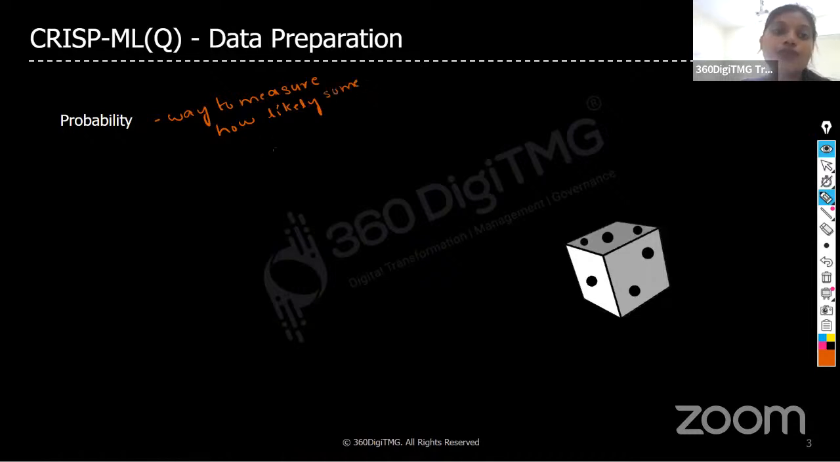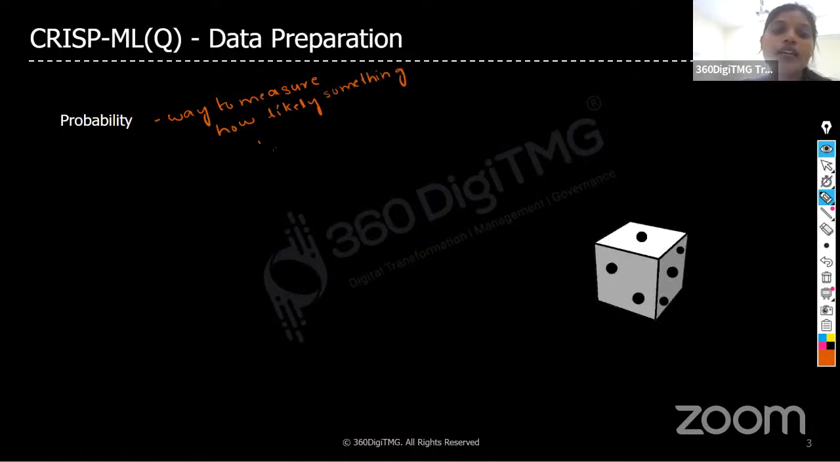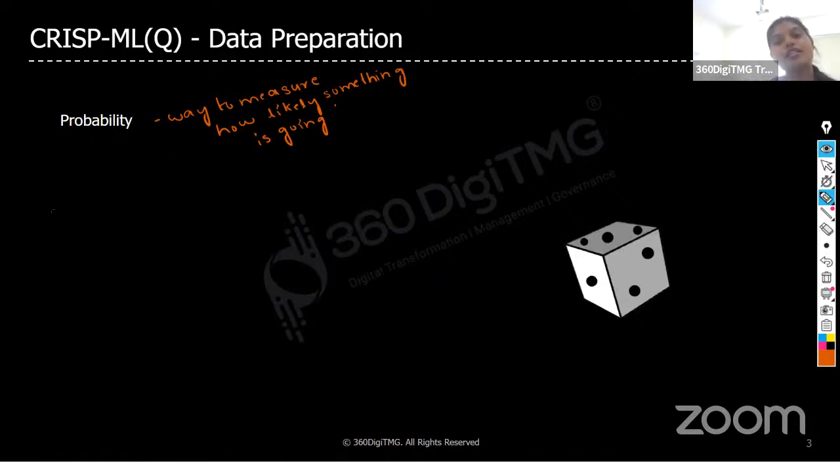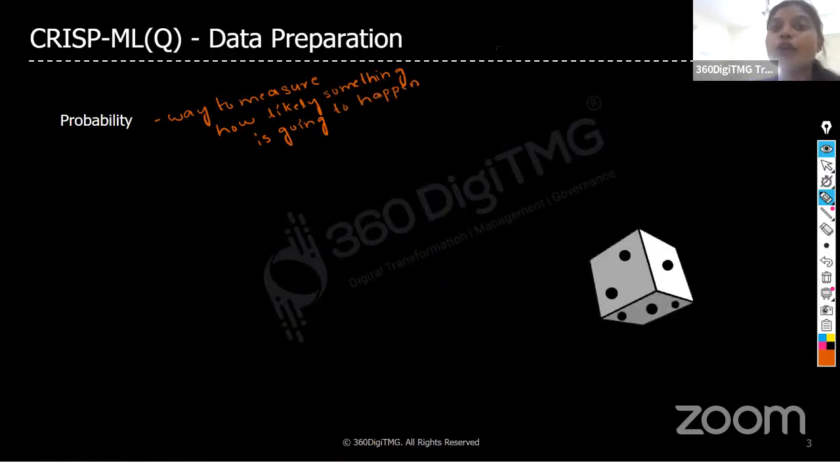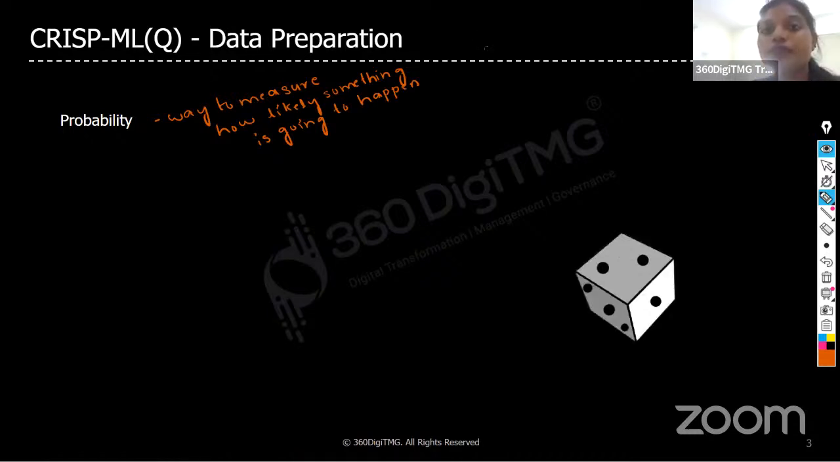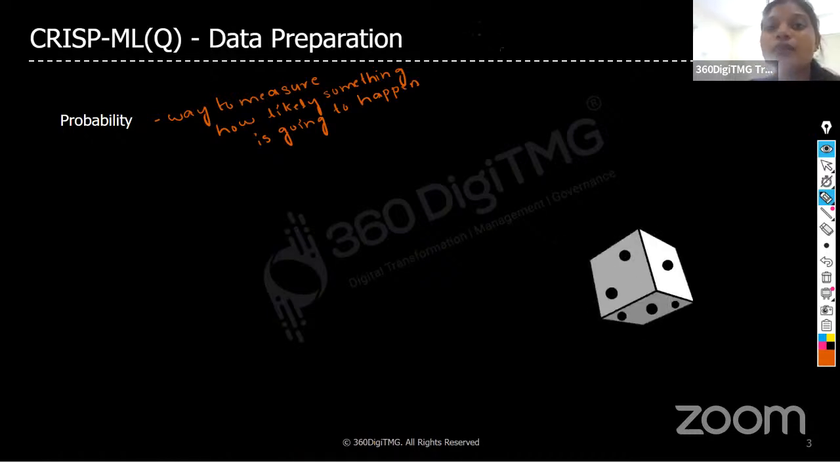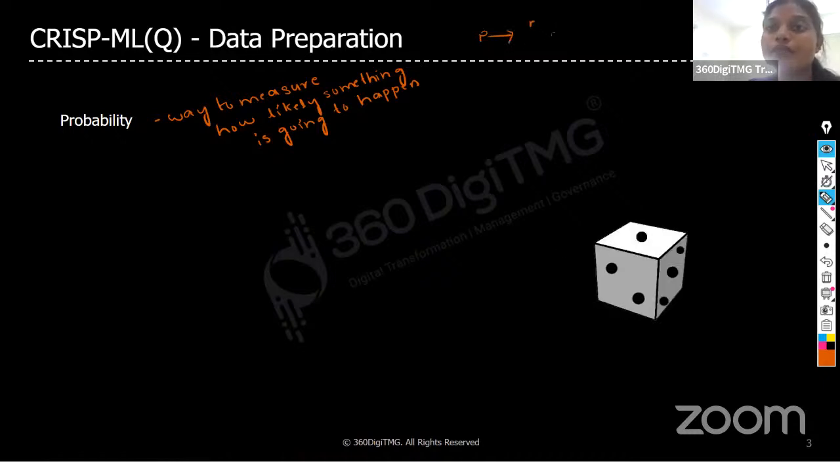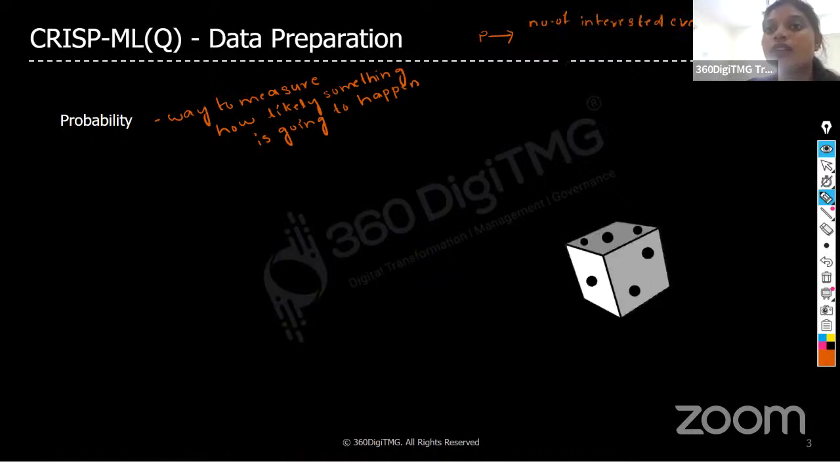You already heard about this word from school time onwards, I guess. So what is the formula for this? You have a basic formula which you have already learned. Probability is nothing but, the formula is the number of interested events divided by the total number of events.